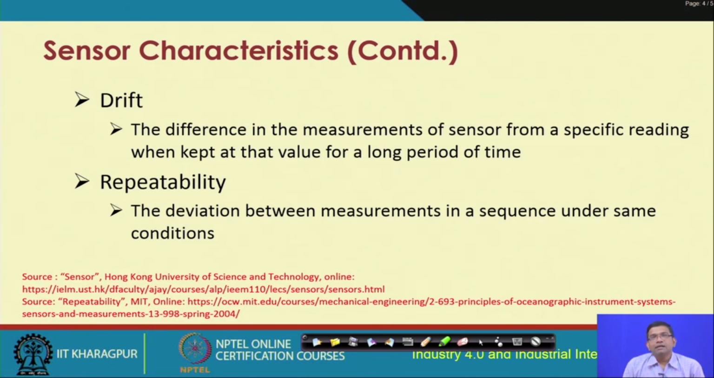Then you have the characteristic like drift. Drift is about if you keep a particular sensor for a long duration of time in a particular condition, say a particular temperature if it is a temperature sensor, or any other sensor for a particular reading condition, then the difference in measurements that it will show over the period of time is the drift. Then we have the repeatability characteristic, which is the deviation in measurements in a sequence under the same conditions. So, whether the same value can be repeatedly obtained under the same conditions by the same sensor is basically the repeatability characteristic of that sensor.